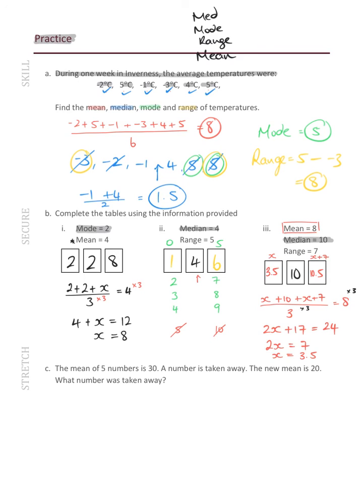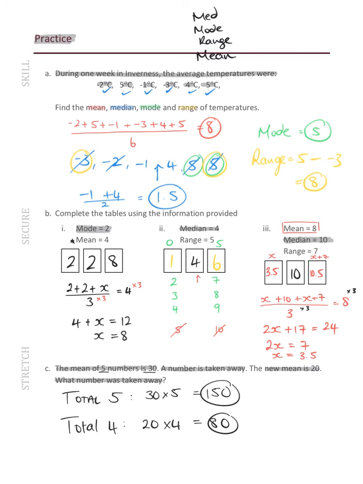Okay, final question. The mean of 5 numbers is 30. A number is taken away. The new mean is 20. What number was taken away? So the mean of 5 numbers is 30. So what we want is we want to look for our totals. So the total for 5, remember we have to do the mean times by the number. So that's 150. Then a number's taken away. So now we have the total for 4, which is 20 times 4, which is 80. So the number that's been taken away is 70.